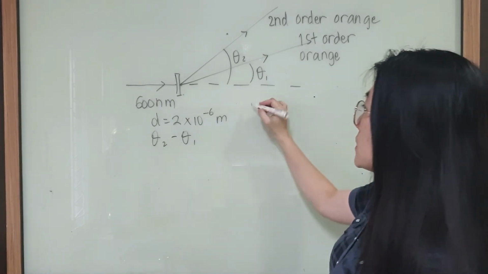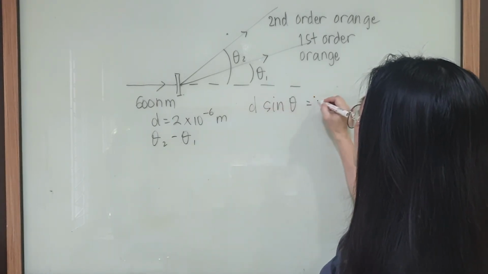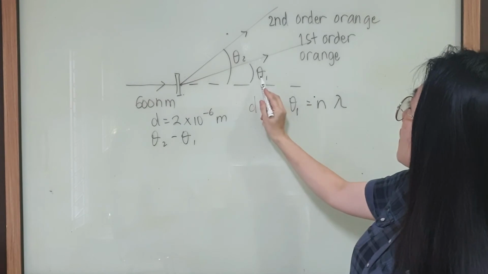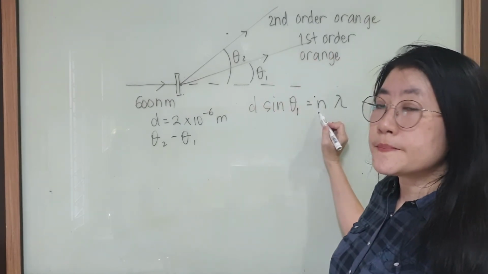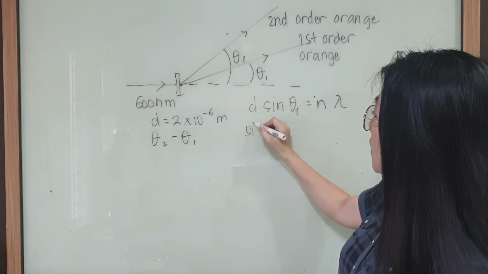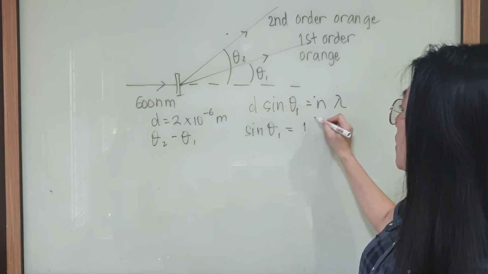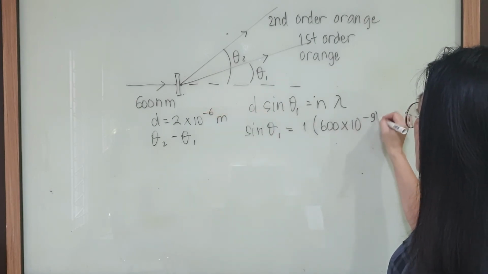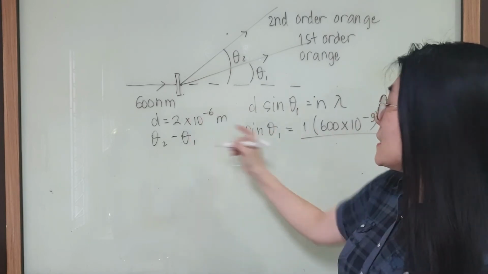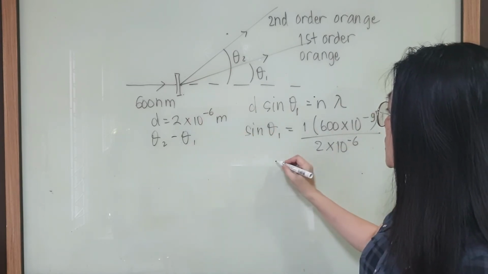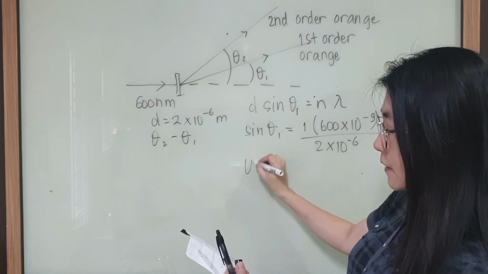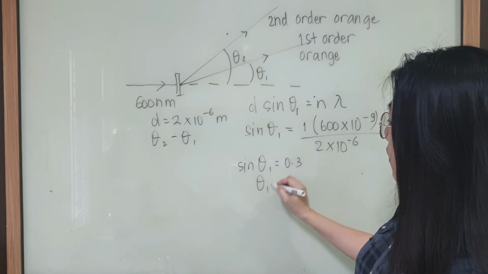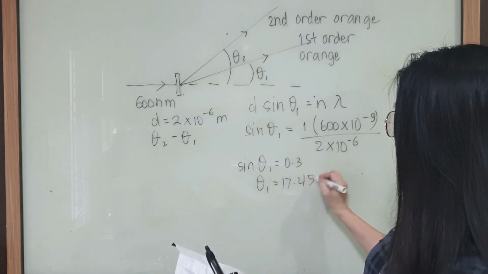So we'll just use the equation, D times the sine of theta equals n lambda. And if we want to find theta 1, it belongs to the first order, so n is equal to 1. So the sine of theta 1 will be 1 multiplied by lambda. The lambda is 600 times 10 to the minus 9 divided by D. D is 2 times 10 to the minus 6. So I have calculated here that the sine of theta 1 is equal to 0.3, then theta 1 is equal to 17.45 degrees.